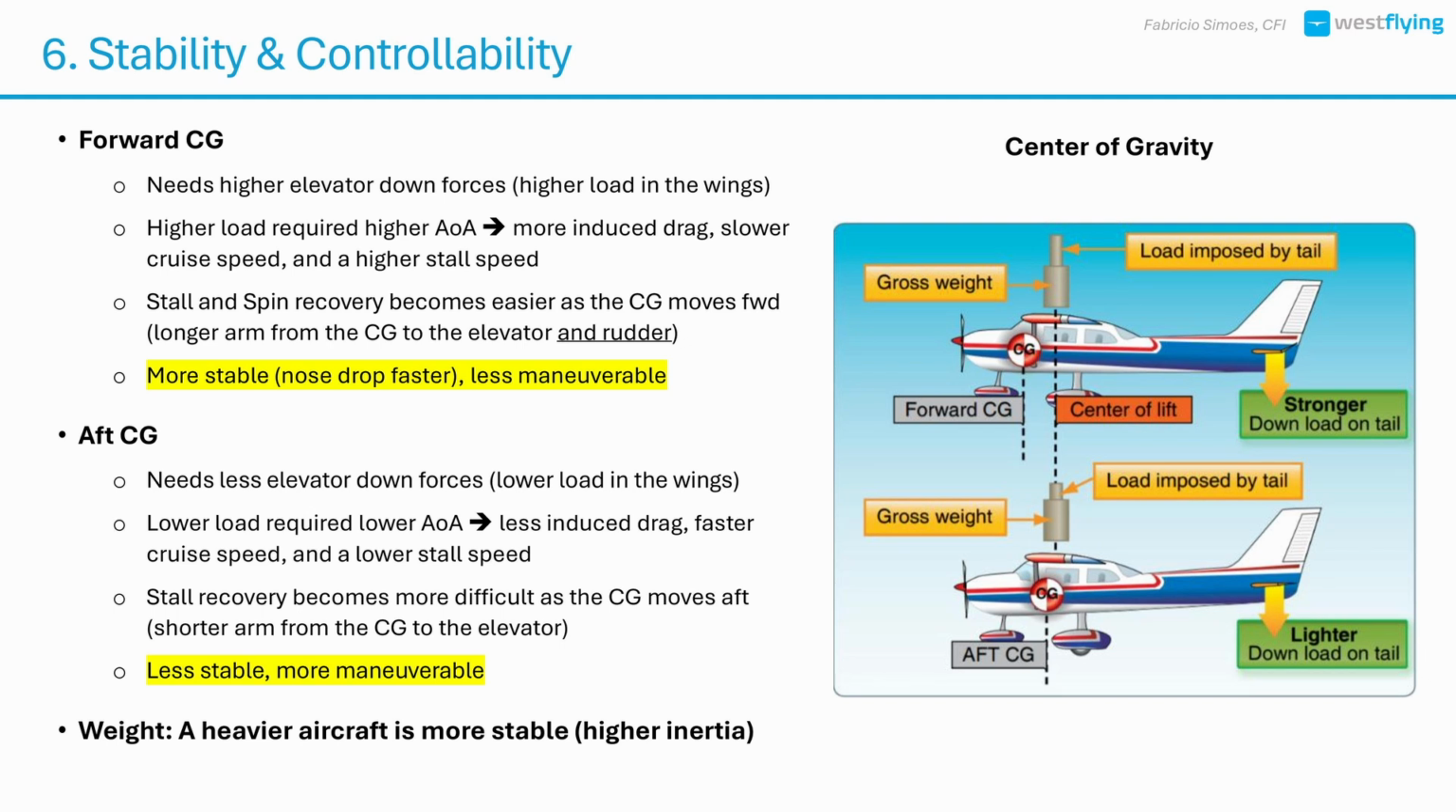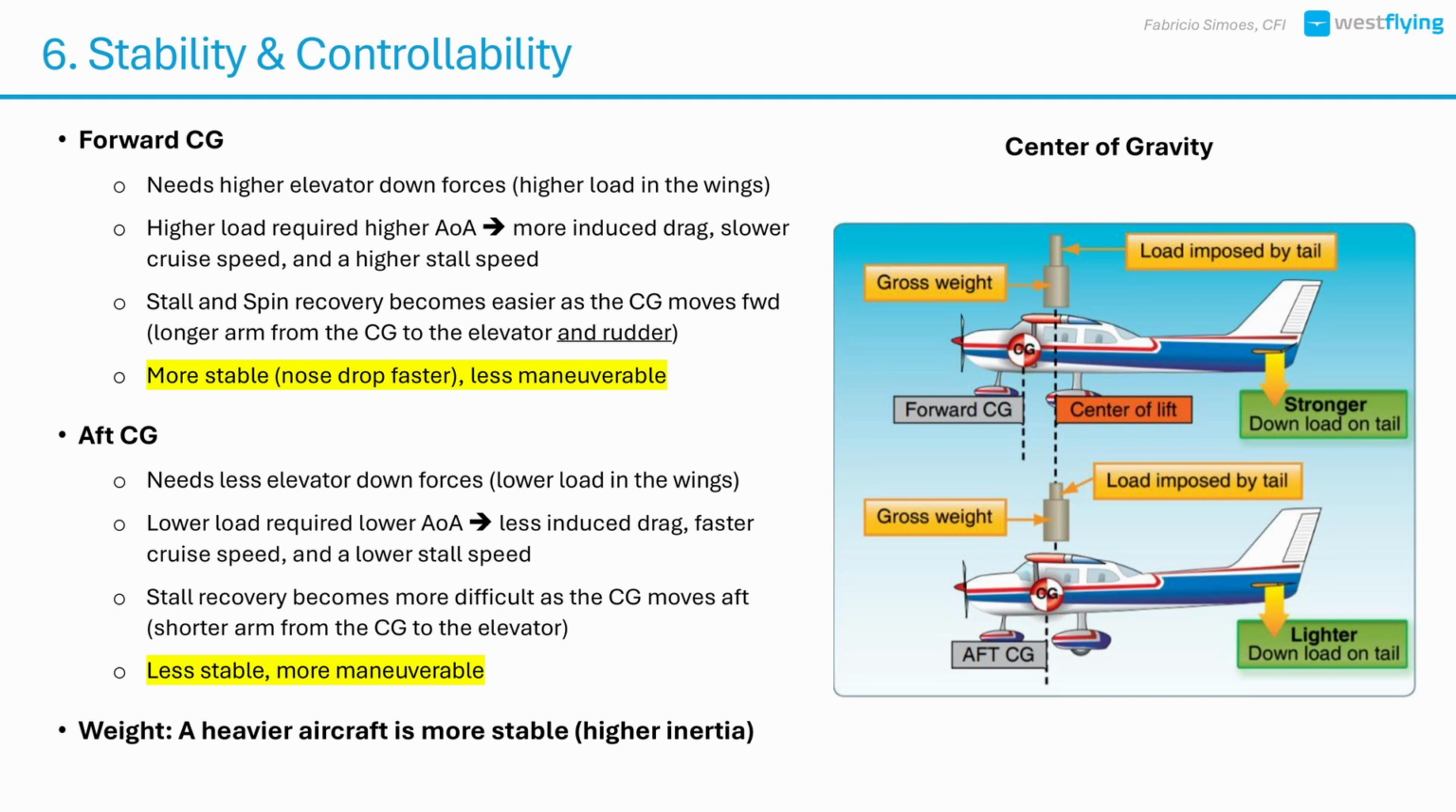So a higher angle of attack is needed to produce enough lift to counter not just the weight, but the increased elevator load. This results in more induced drag, reducing cruise efficiency. This also increases stall speed. Think about it. The airplane is already flying at a higher angle of attack, so the airplane has less room before it reaches the critical angle of attack.